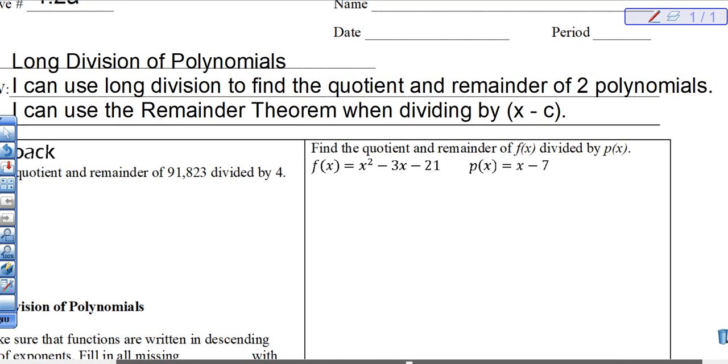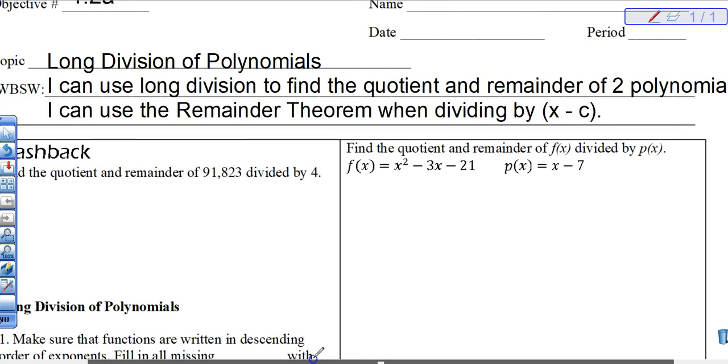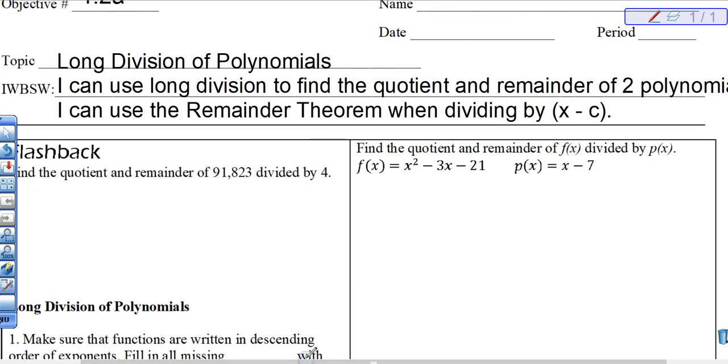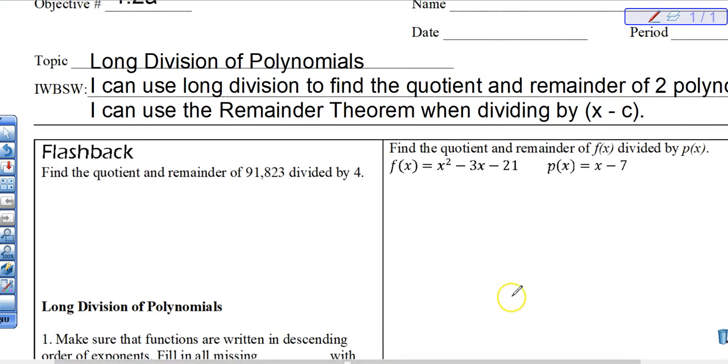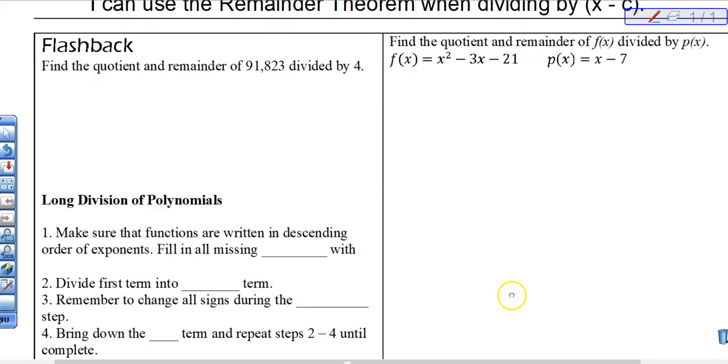I can use long division to find the quotient and remainder of two polynomials. I can use the remainder theorem when dividing by a linear factor x minus c. So let's flash back to long division. I told you this. If you can connect dividing polynomials to just dividing numbers without x's and y's and alphabets, it'll be easier on you. So try to be connecting all the time.